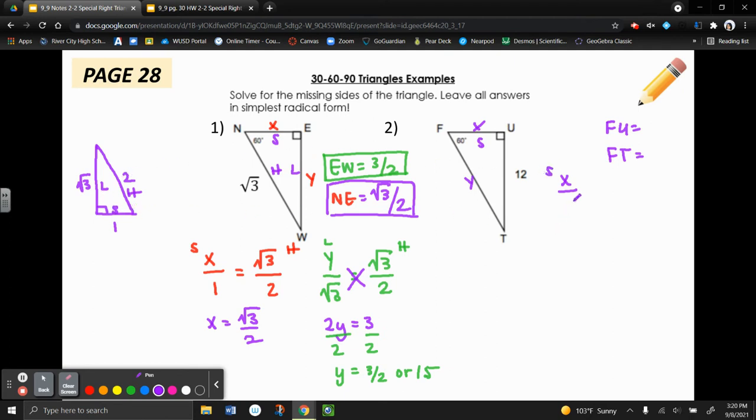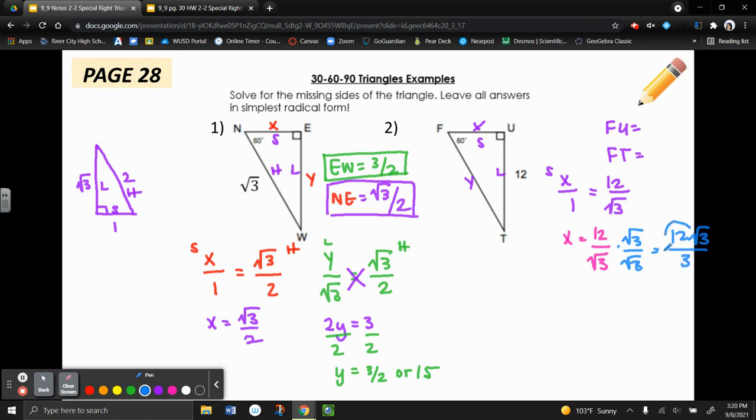So X over 1 is equal to 12. That's the long leg, and that's going to match up with the square root of 3. All right, let's see if we need to cross multiply. X over 1, X is already by itself, so I just have 12 over the square root of 3. However, remember, we're not allowed to have a radical in the denominator, so we are going to have to rationalize our denominator. So multiply by our big 1. So we have 12 root 3 over 3.